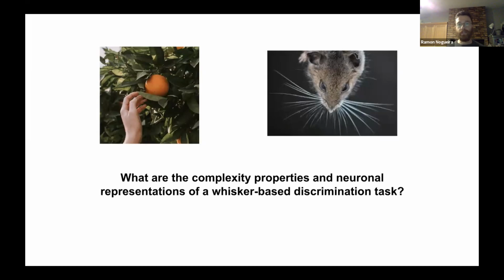In this study, we aim at characterizing the complexity properties and neural representations of whisker-based discrimination tasks. Or in other words, can the behavioral task be solved by a linear or nonlinear integration of sensory cues? And are the neural representations in the somatosensory cortex high-dimensional or low-dimensional?